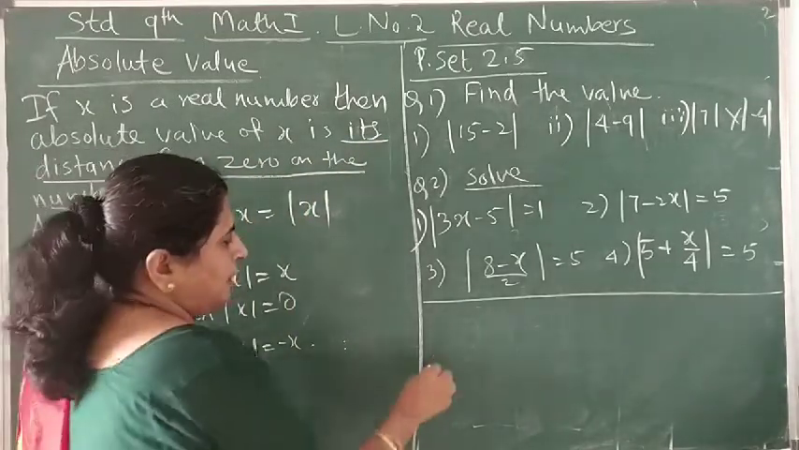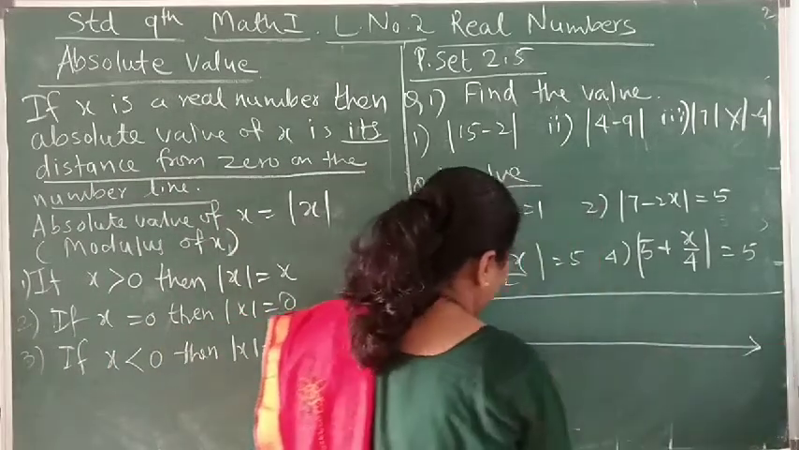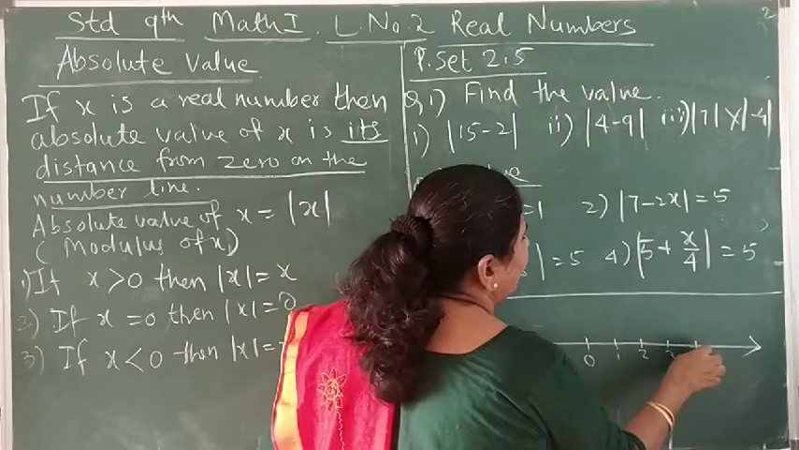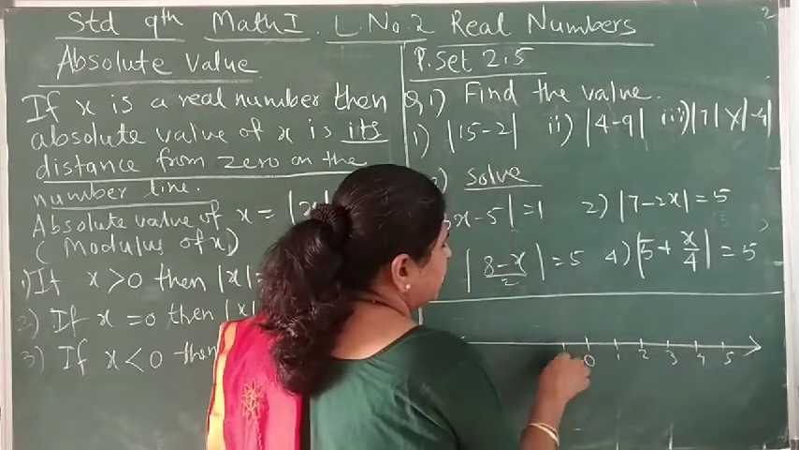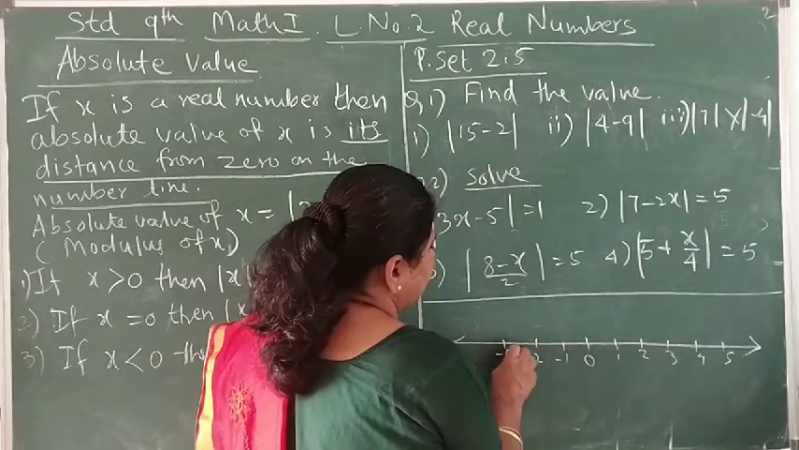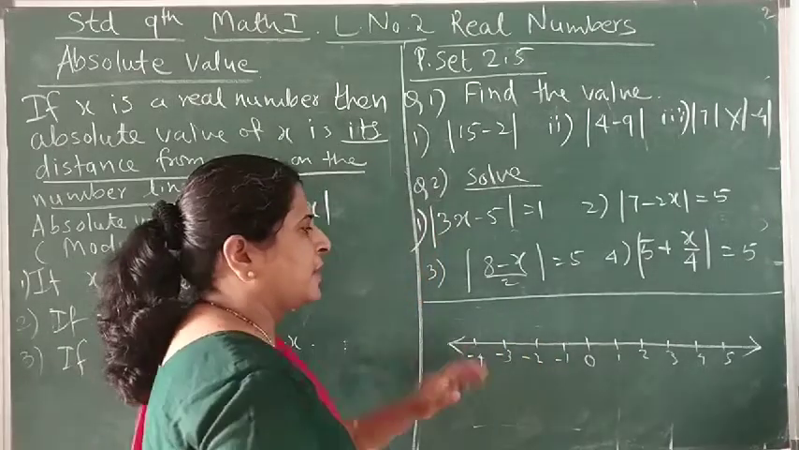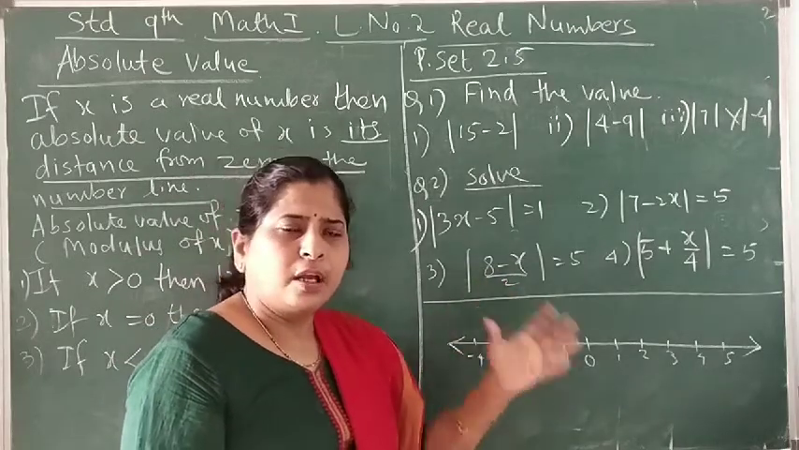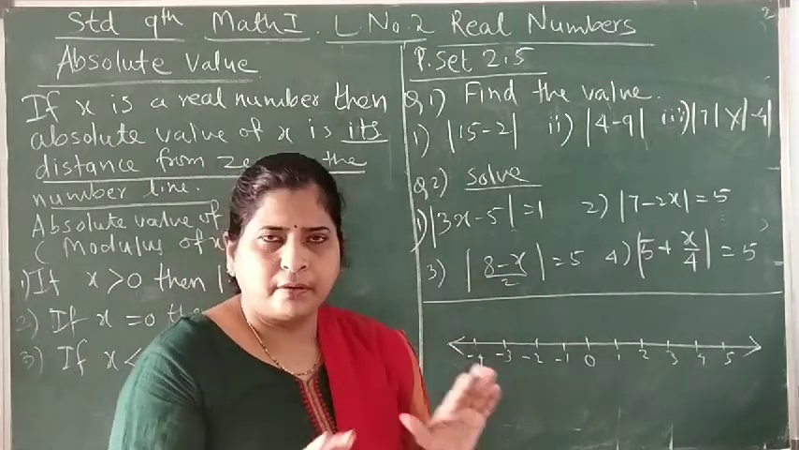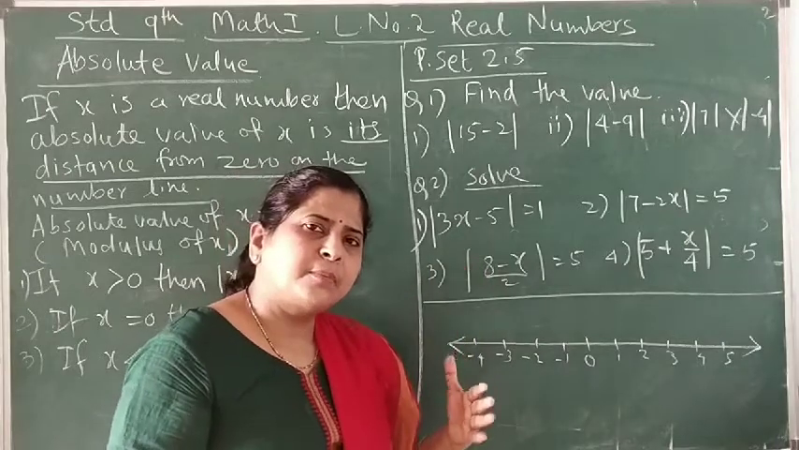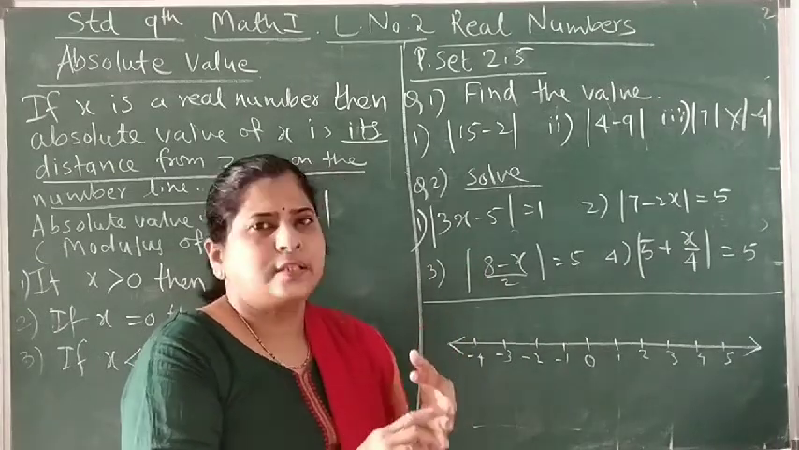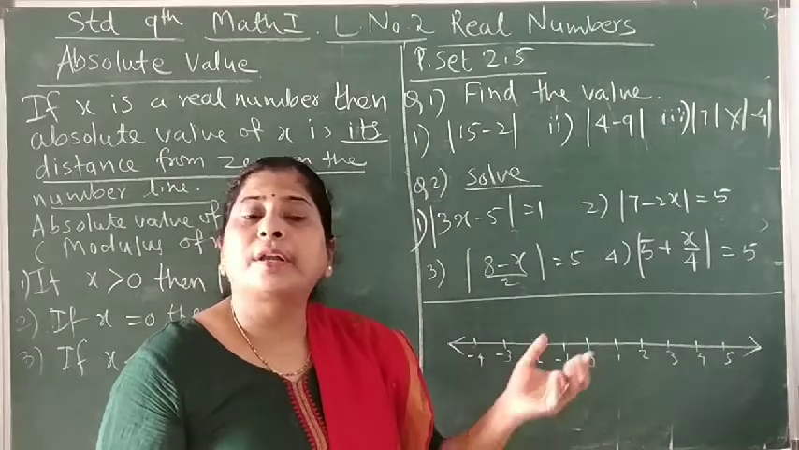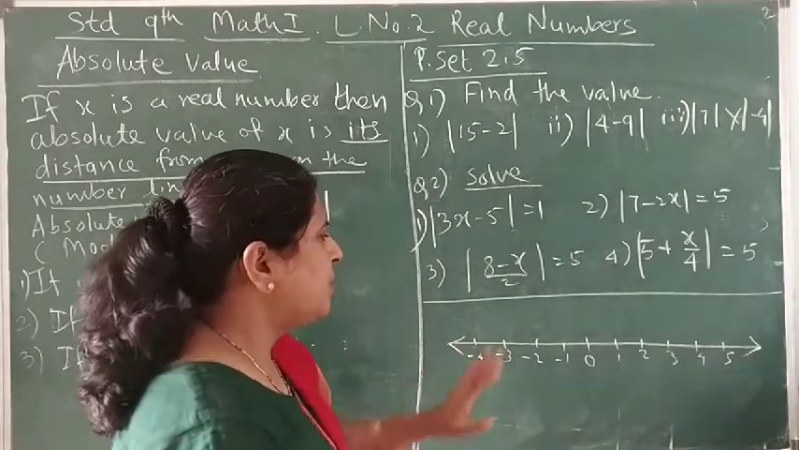For example, suppose we have taken a number line over here, starting with 0 and 1, 2 and 3, 4, 5, minus 1, minus 2, minus 3, minus 4. Like this we have taken. Now, x can be any real value. It can be rational, it can be irrational. Rational means it can be natural, whole, integers, which means complete numbers, either positive, negative or 0, or it can be a fraction also. So let's take an example.